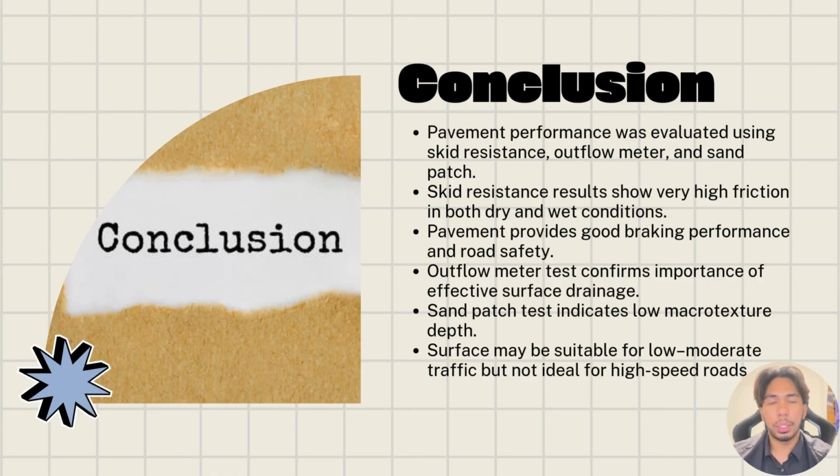Third, the sand patch test indicates a low macro texture depth, which suggests that the surface may not be suitable for high-speed wet conditions. Overall, the pavement is suitable for low to moderate traffic, but improvements in surface texture are recommended for better performance under heavy rain and high-speed conditions.